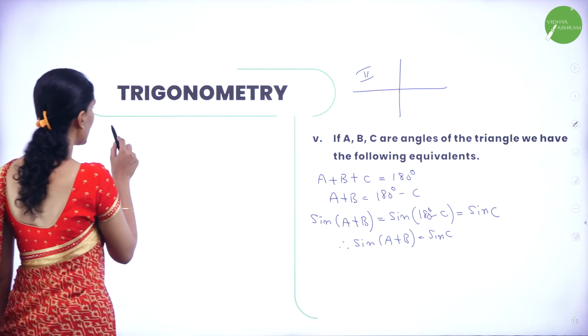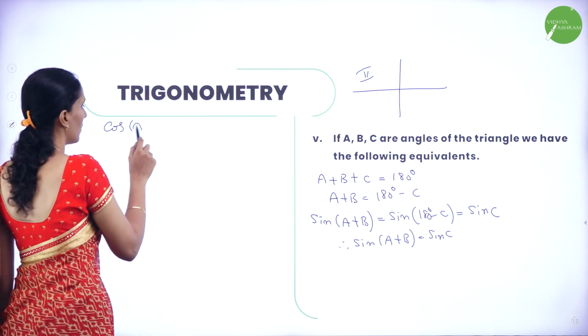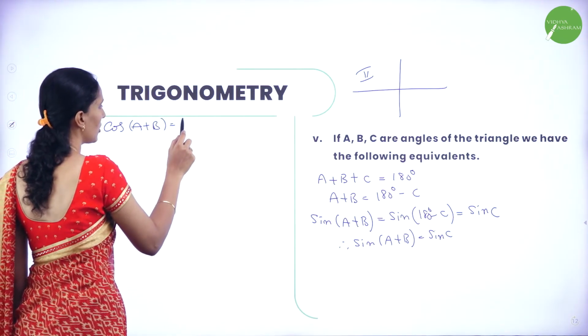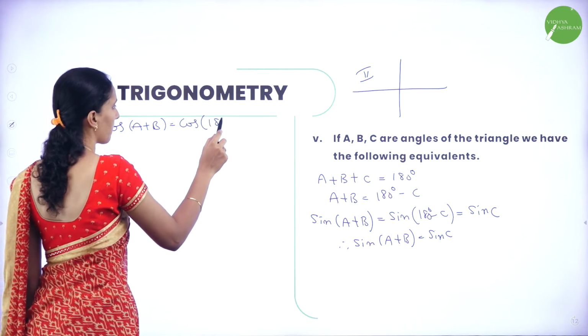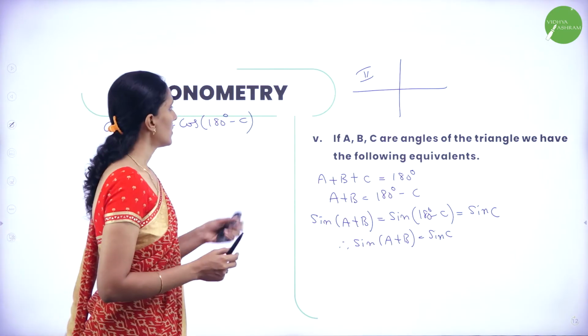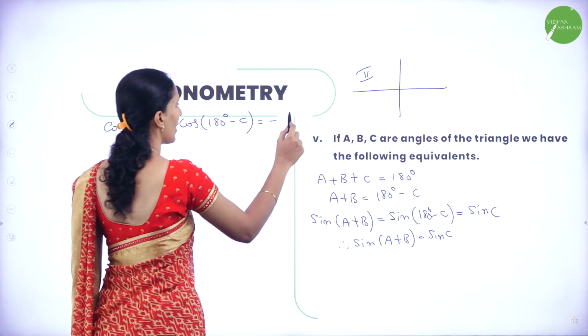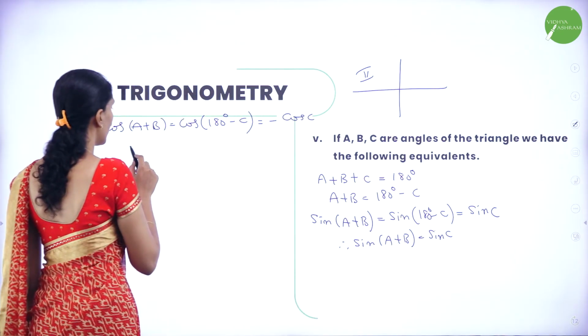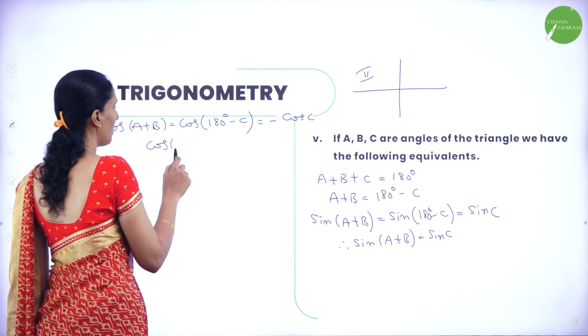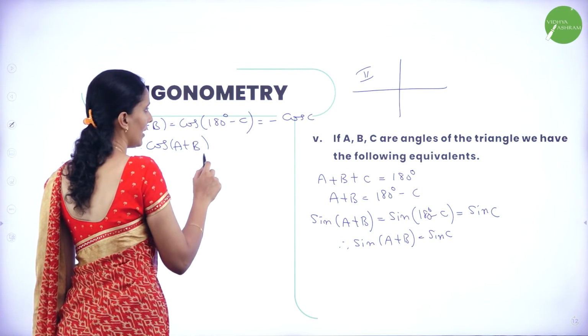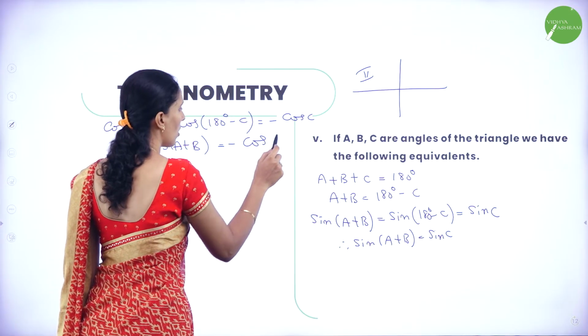Then what is cos A plus B? Cos A plus B is nothing but cos 180 minus C. So in the second quadrant, cos is negative. So therefore it is minus cos C. So therefore cos of A plus B is nothing but minus cos C.